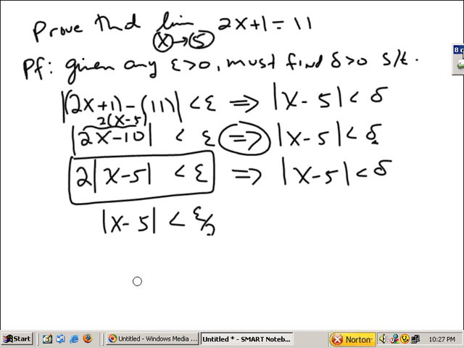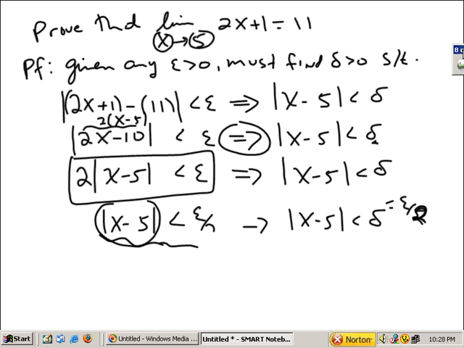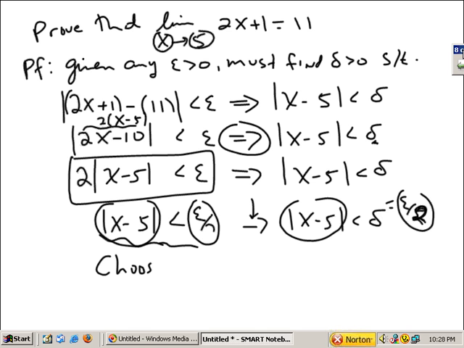Alright. So you want this to imply that |x minus 5| is less than delta. So if only delta said epsilon over 2, of course it'll be true. Of course, this is less than epsilon over 2. It guarantees that this is less than epsilon over 2. So you choose delta to equal epsilon over 2. Now, exactly what does that mean?